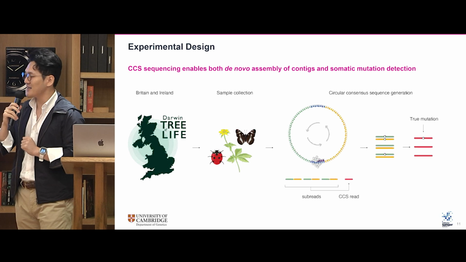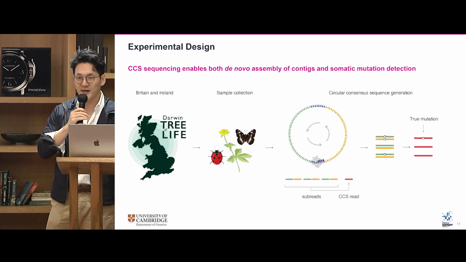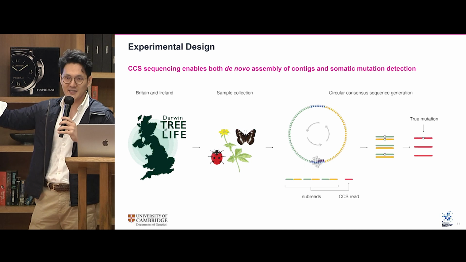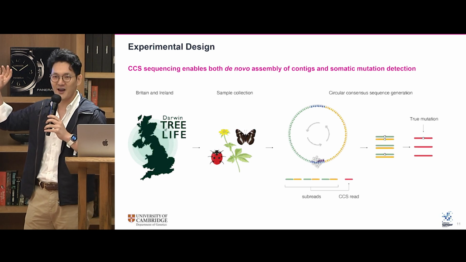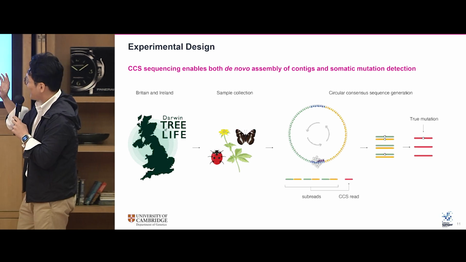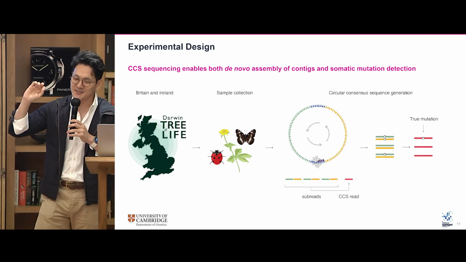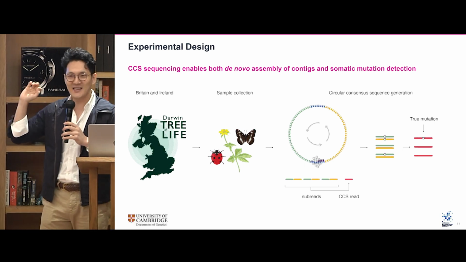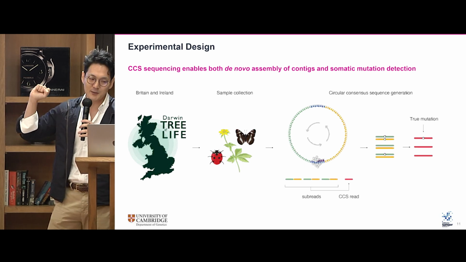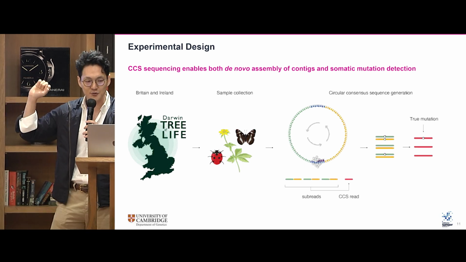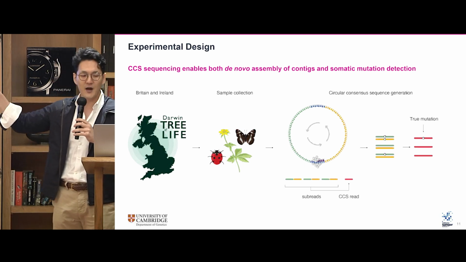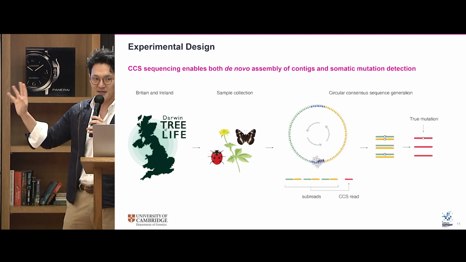And this is the basic experimental design of the project. The Darwin Tree of Life consortium started collecting some of these samples across Britain and Ireland, and I did not have to do the hard work, and I'm really thankful for that. We sequenced a bunch of eukaryotic species, insects, plants, animals, anything that we could get our hands on through collaborations. We subjected them to circular consensus sequencing, and then started applying our method, HiMIT and DeepVariant, to call germline and somatic mutations.